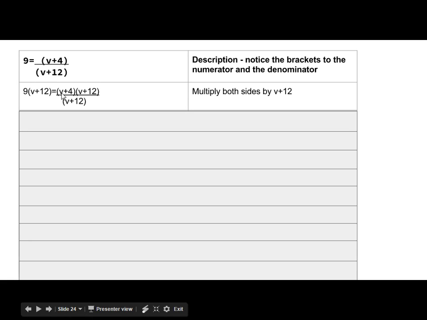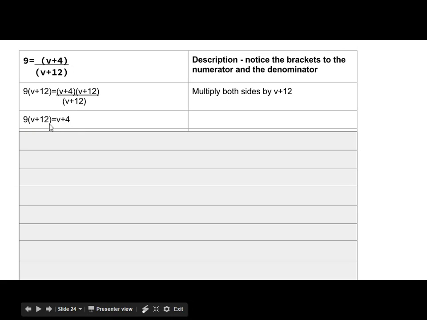So notice what happens when I write my new equation. I have 9, and it's multiplied by the bracket v plus 12, and that equals v plus 4, which was from the original equation, times v plus 12, and it's all over v plus 12. So now this v plus 12 here is going to cancel out along here, and then I'm left with 9 times (v plus 12), which equals v plus 4.